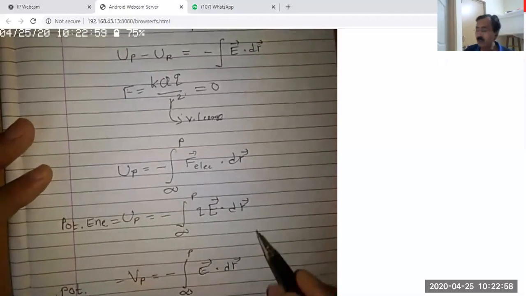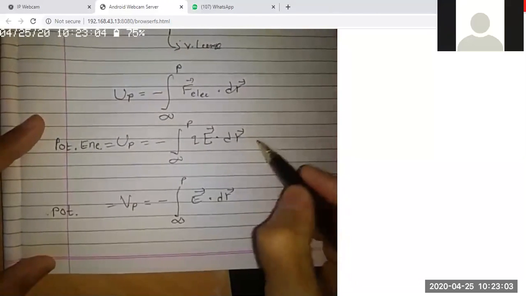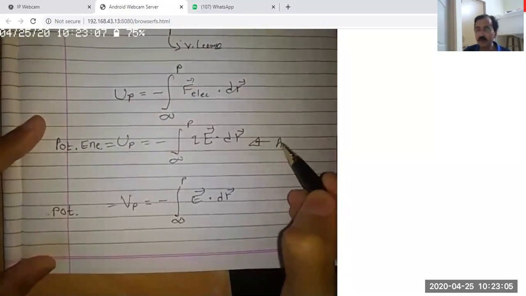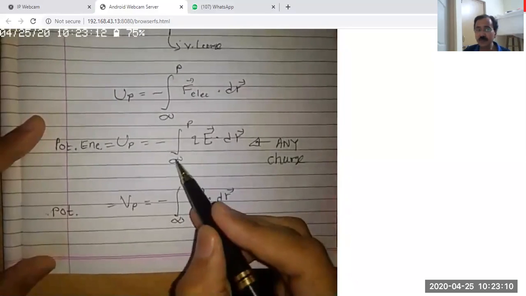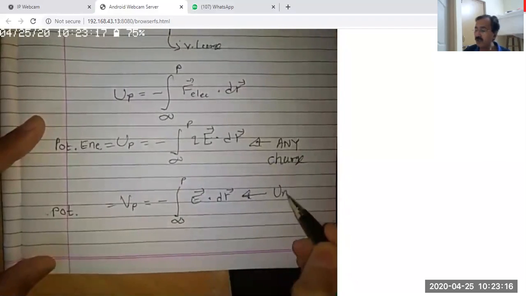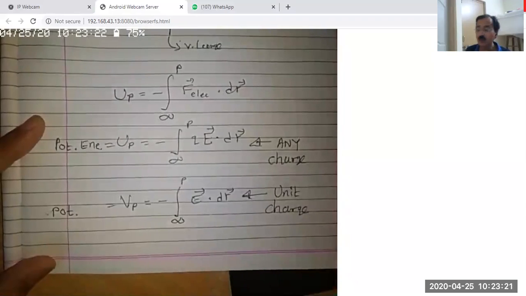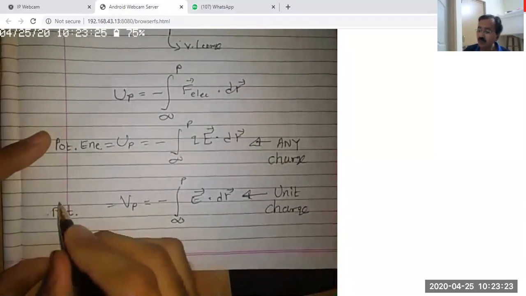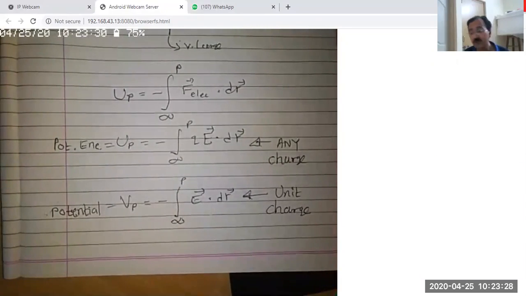So now I'm saying this is potential. My question is, what is the difference between these two? It is for unit charge, and that one is potential energy. This is for any charge which you are bringing from infinity to P, whereas this is for unit charge only. So when you're dealing with unit charge, you use the word potential. And when it is any other charge, we use the word potential energy. Is it fine?